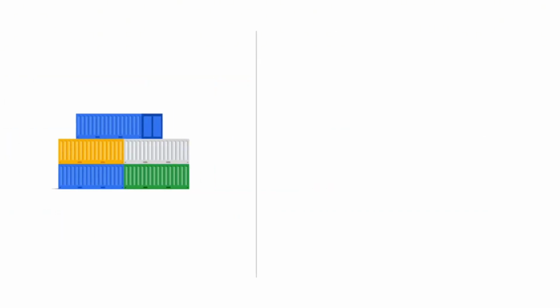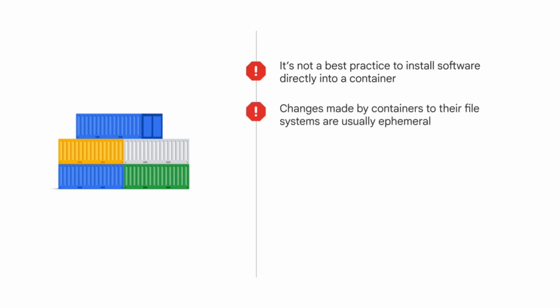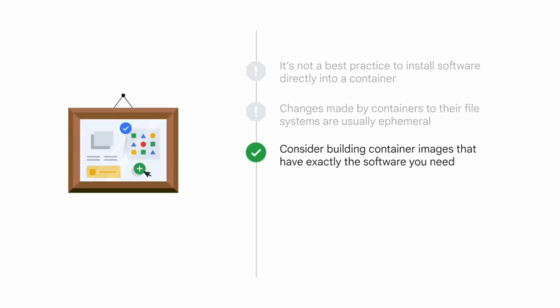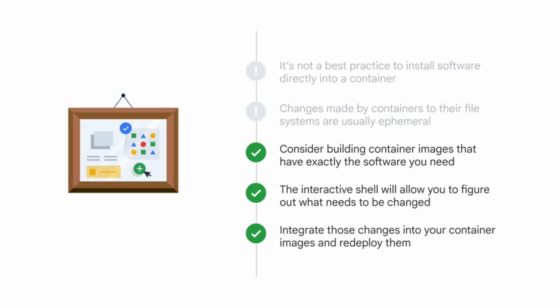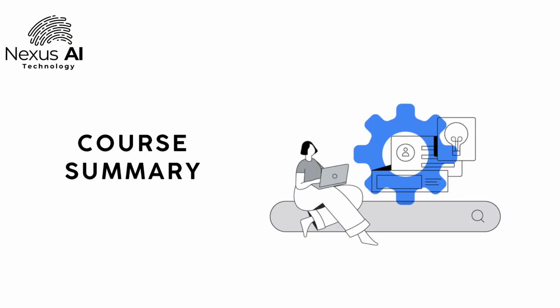Now, it's important to note that it's not a best practice to install software directly into a container, as changes made by containers to their file systems are usually ephemeral. Instead, consider building container images that have exactly the software you need instead of temporarily repairing them at runtime. The interactive shell will allow you to figure out what needs to be changed to solve a problem, but you should then integrate those changes into your container images and redeploy them.